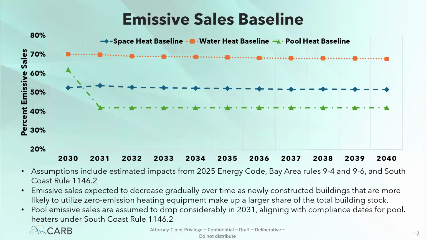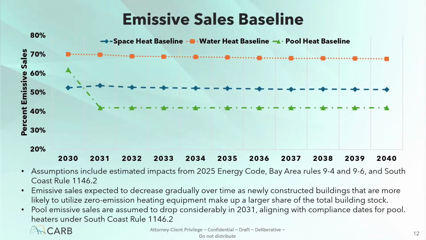This chart shows the emissive baseline sales for space, water, and pool heating in the absence of any kind of revised regulatory proposal. So without this type of regulation, we expect that statewide in 2030, about half of space heaters, shown in blue, 70% of water heaters, shown in orange, and about 62% of pool and spa heaters, shown in green, would be emissive technologies.